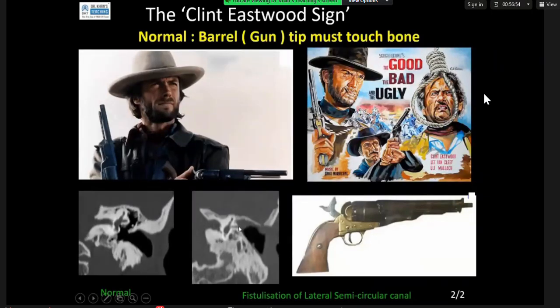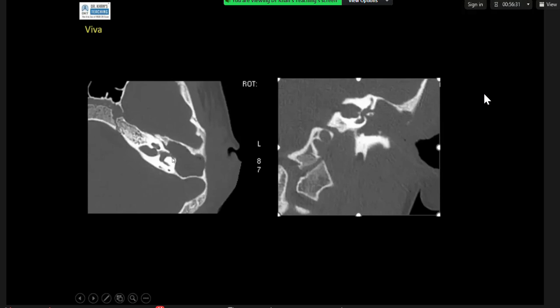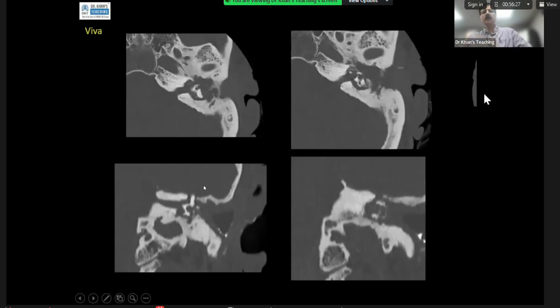And you have to develop your eyes to pick it up on an axial also. So on an axial, for example, if you see here, this is dehiscence on a coronal. But on an axial also, you can see it. This is the tympanic portion, and this one here is the lateral semicircular canal, which is eroded. Okay, a very big cholesteatoma. What is it doing?